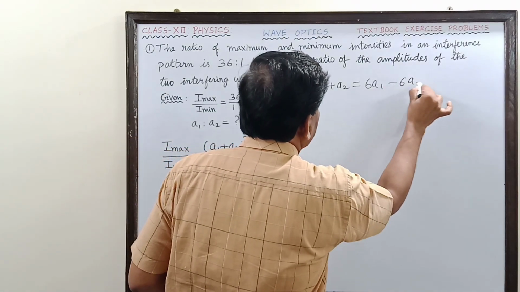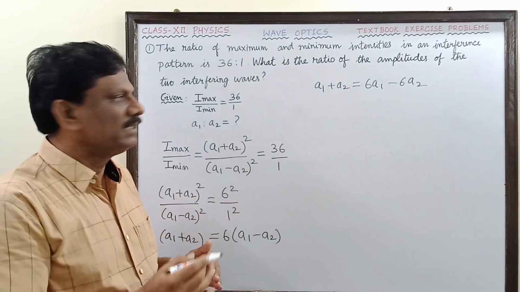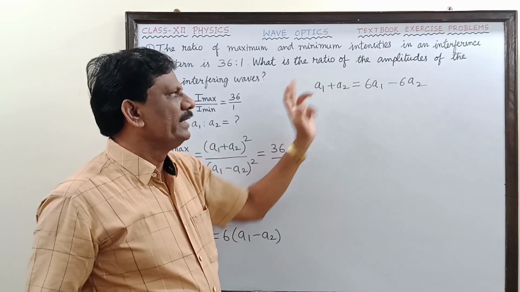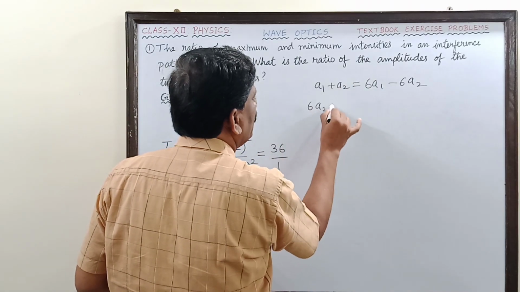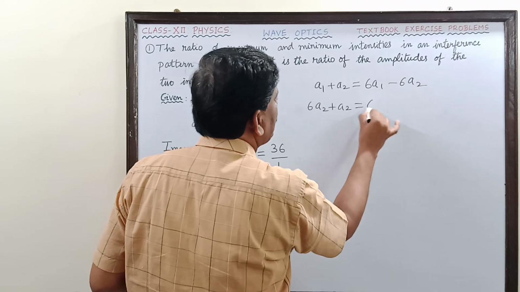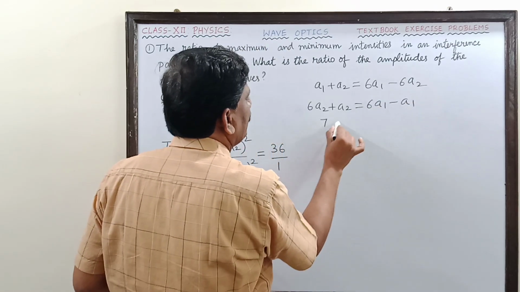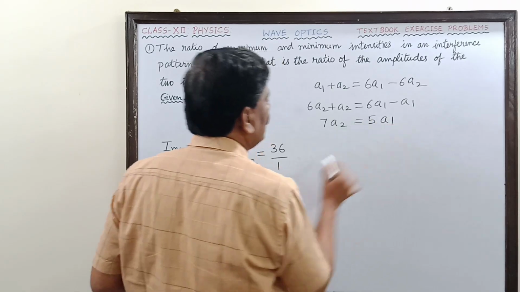minus 6A2. Now I will group the terms. So A1 will be brought to the right hand side and A2 will be brought to the left hand side. So 6A2 plus A2 is equal to 6A1 minus A1. 7A2 is equal to 5A1.